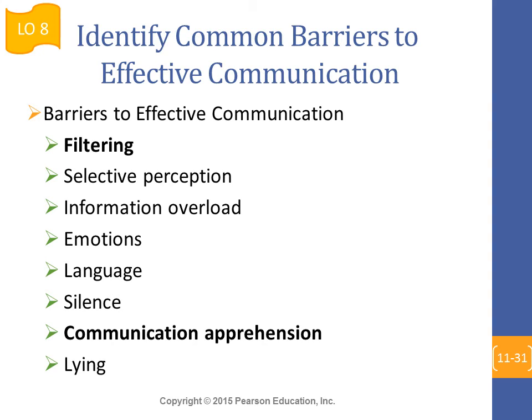But then, in real life, what we all experience is that there are many barriers to effective communication. There are several of them. We are talking about filtering, selective perception, lying, silence, language, and so on. So let's first talk about filtering. It refers to a sender purposely manipulating information so it will be seen more favorably by the receiver.